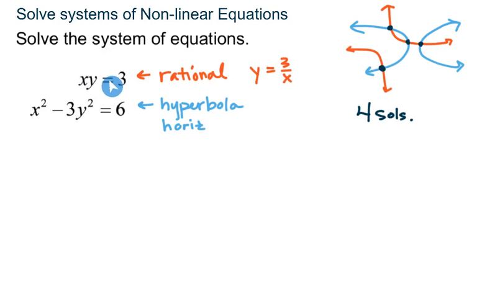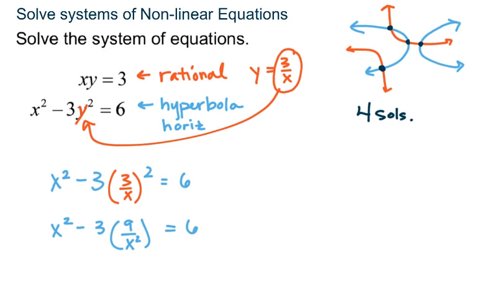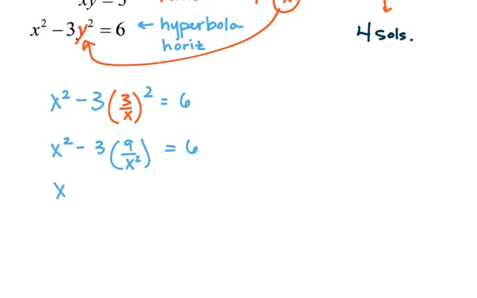And since I've already taken this rational equation and rewritten it as y equals 3 over x, I'm going to take that y equals 3 over x, plug it in for y in my other equation. That's going to give me x squared minus 3 over x. Instead of my y, I have 3 over x squared equals 6. X squared minus 3 times 9 over x squared equals 6. X squared minus 27 over x squared equals 6.